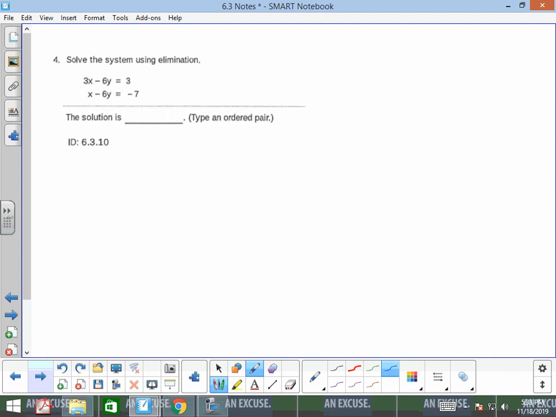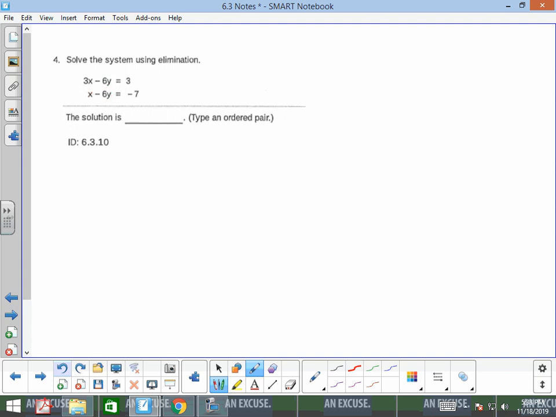Now look at this one. If we were just glancing at it, if we were to add the x's together, we'd get 4x. And if we were to add the y's together, we would not get 0. So we need one of them to be 0, either the y or the x. Personally, at this point, I want to make this one a positive, because negative 6 plus positive 6 is 0.